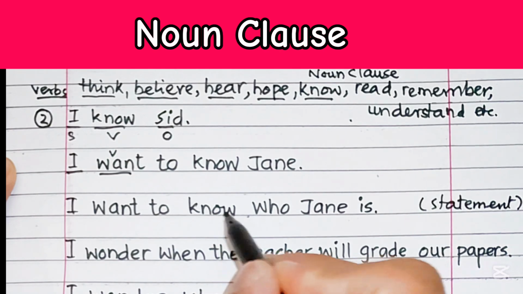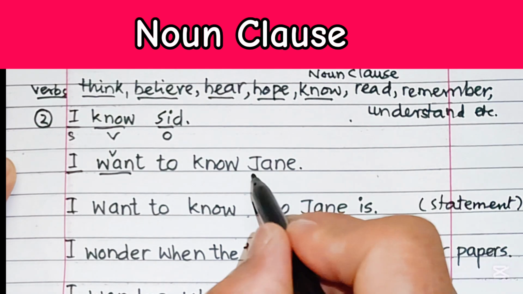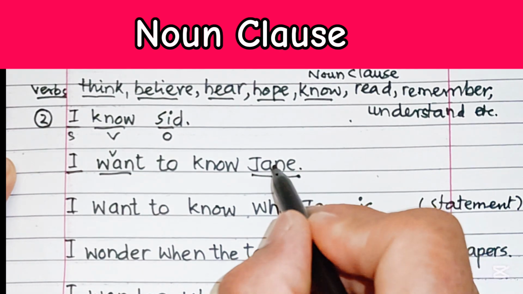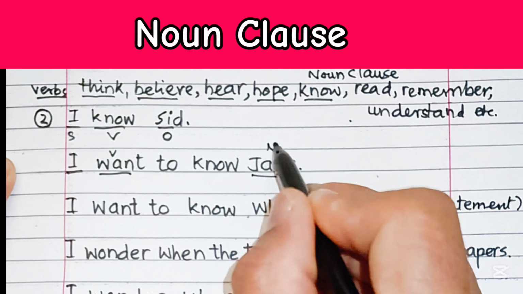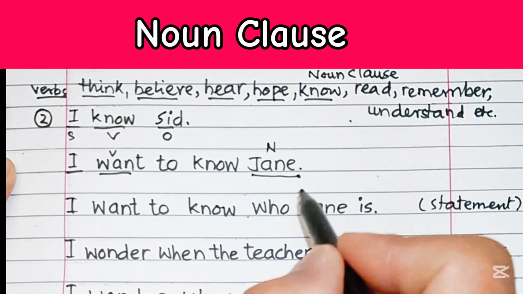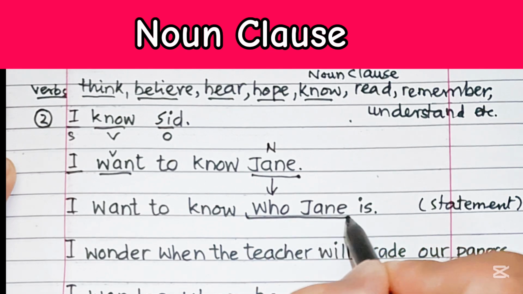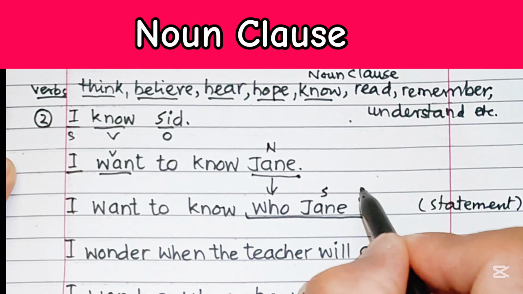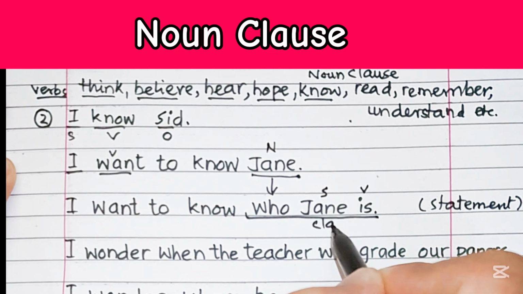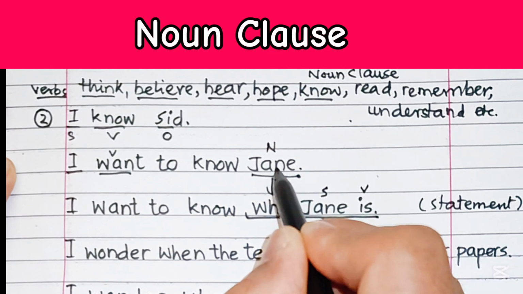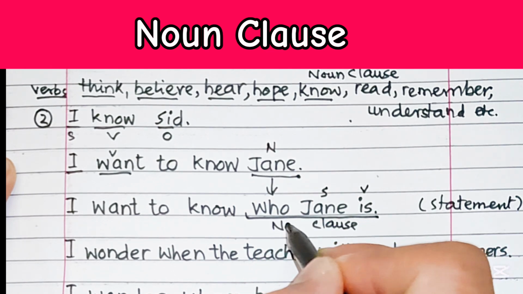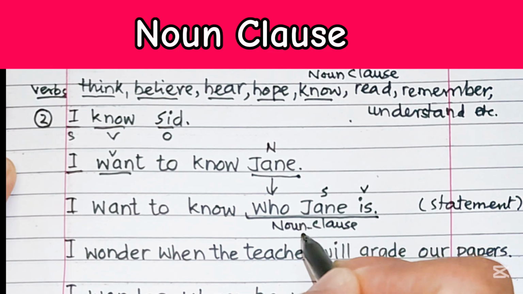I want to know who Jane is. So in place of Jane over here, that was the name of a lady or a girl, it is being replaced by this, who Jane is. That has got a subject and a verb, and it's a clause, and it is replacing this lady. So this is the name of a lady, so it's a noun clause.